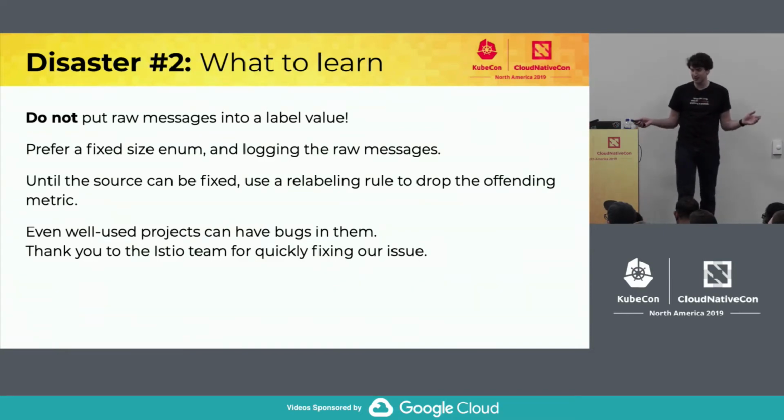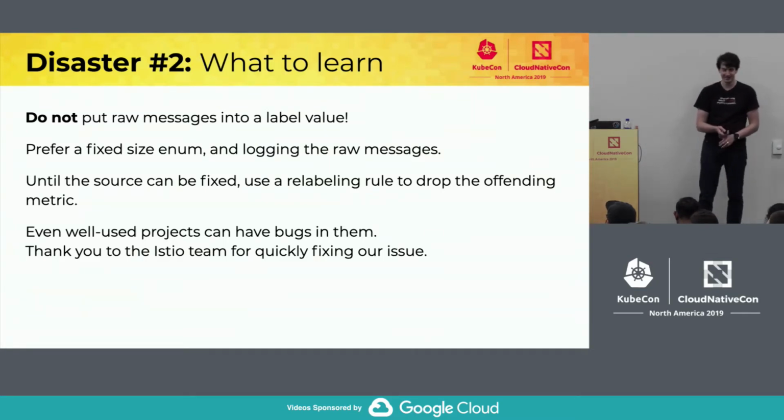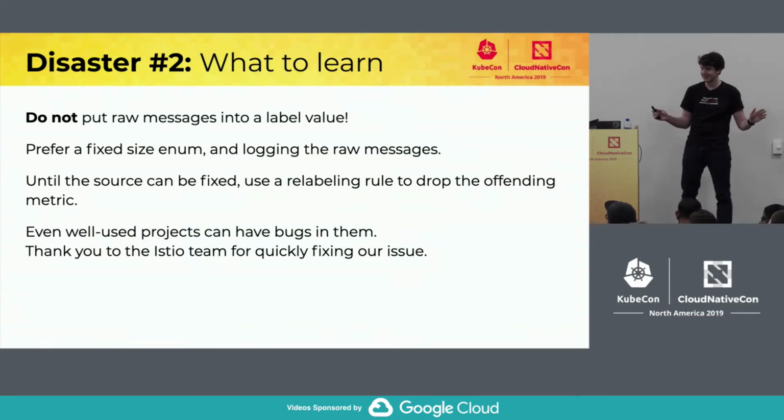But what to do about this? One, obvious: don't put raw messages in your label values. It's a bad idea. Use an enum, use some types, and then if you need the raw message, log it. I don't know what you're doing with 100 kilobyte error messages. I don't want that in my logs either. That just hurts a lot.